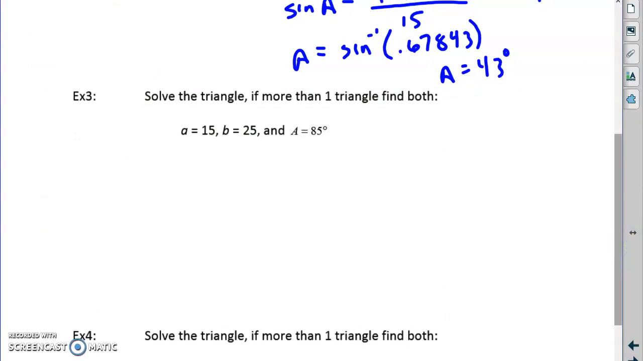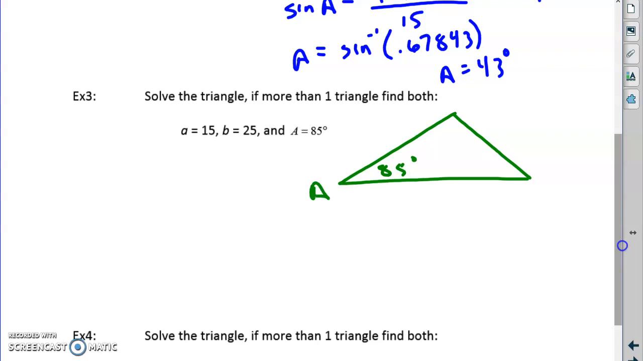Solve the triangle. If more than one triangle is possible, find both. Before we draw it, let's take a look at what we're given. Side a and angle A, side b sure sounds like a side-side-angle. 85, 15, 25.